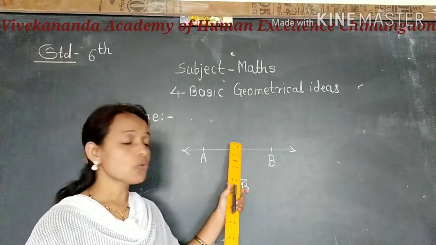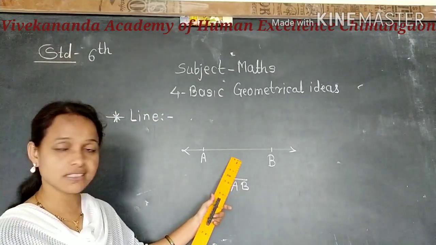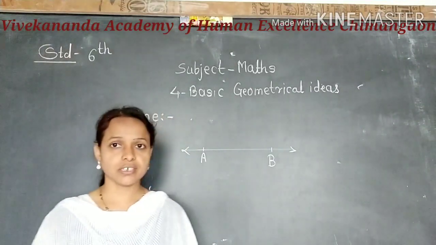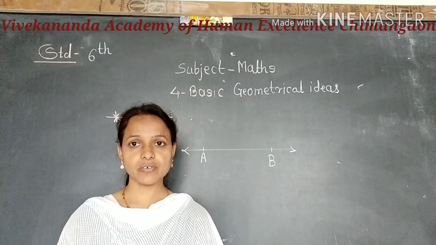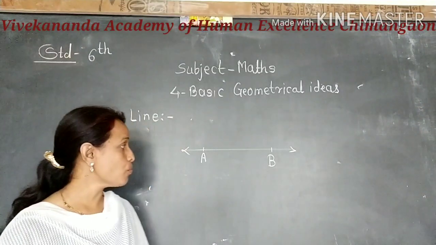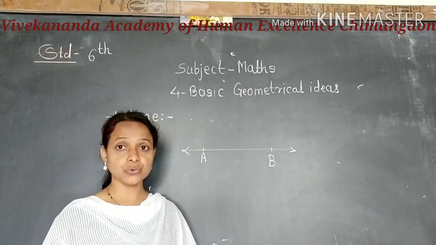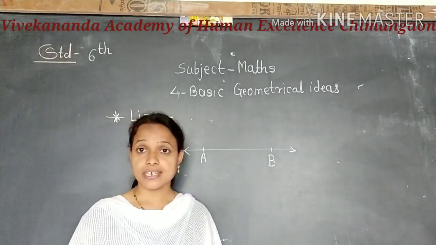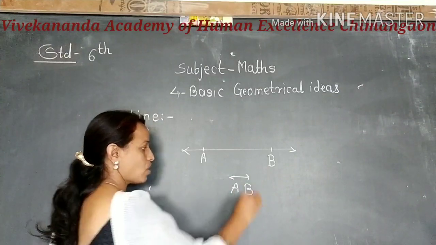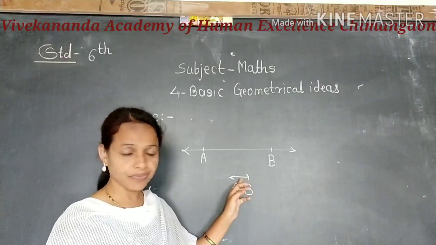So here now we get a model of a line. This is the model of a line. Do you think you can draw a complete figure of a line? No. Why? A line through 2 points A and B is written as line AB, and this is the symbol of line. See, this is the symbol of line.